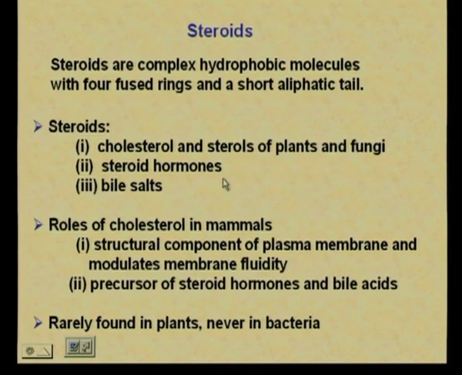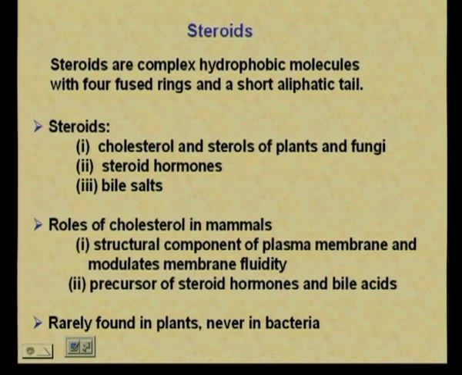Now, what we have for the fluidity of membranes is the introduction of steroids, sterols particularly. We will see what these are and what the roles of these are. Now, steroids, as you probably know, are complex hydrophobic molecules that have 4 fused rings, and they have a short aliphatic tail. This is the structure of any steroid.